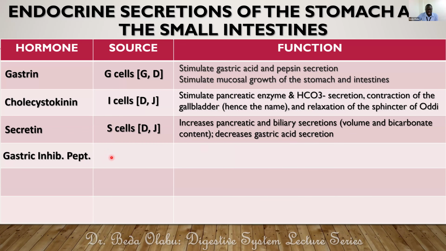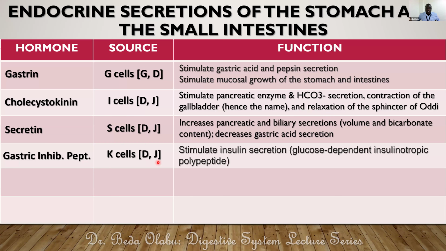Gastric inhibitory peptide is from the K cells of the duodenum and the jejunum. They stimulate insulin secretion. Well, that's their major part. So we consider that as a pathway independent, a pathway of stimulating insulin that, generally speaking, is not directly going to the beta cells. The glucose concentration is not directly affecting the beta cells. It is through another channel.